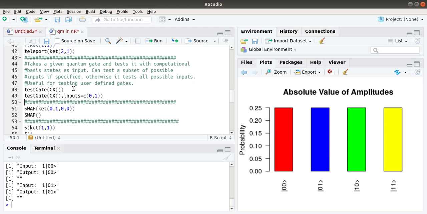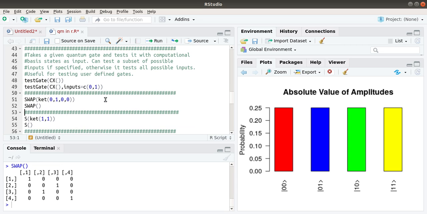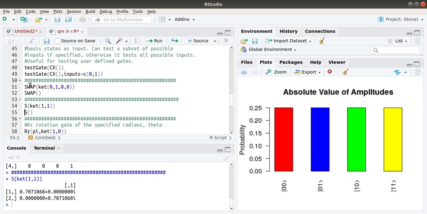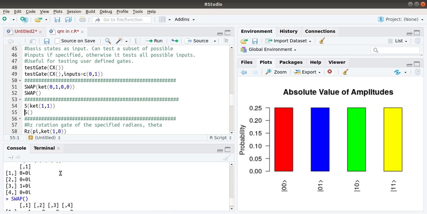Swap is another type of gate. So multiplying it with the get 0 1 0 0, and the swap matrix basically is this, and applying this on this get will give you this result.